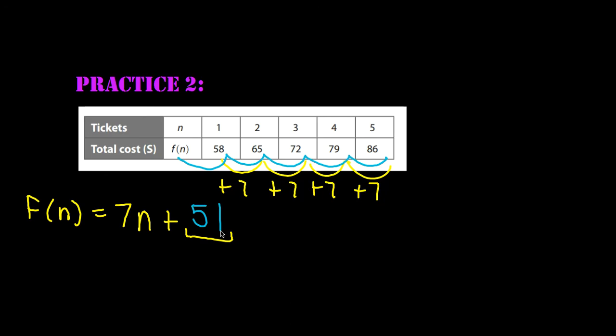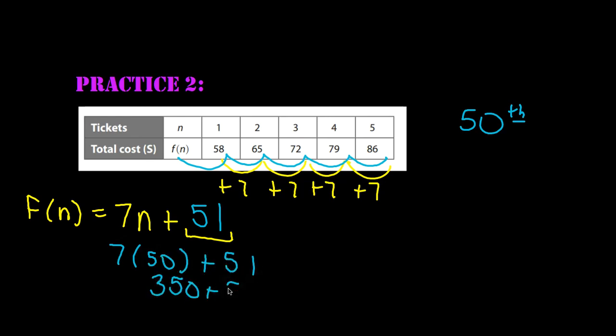And I'm now going to ask you, please, to find the 50th term. What is the 50th term in this sequence? So we're going to go ahead and plug in 7 times 50 plus 51. That's 350 plus 51, which is 401. Our 50th term would be 401.